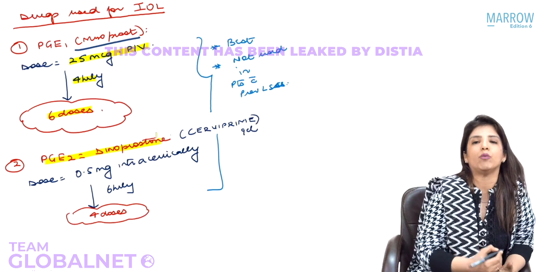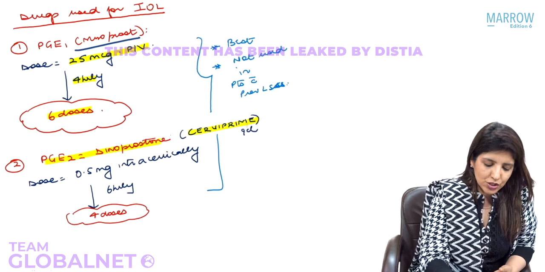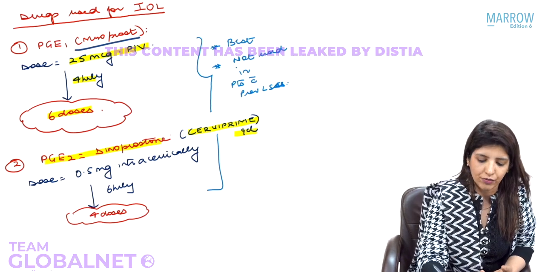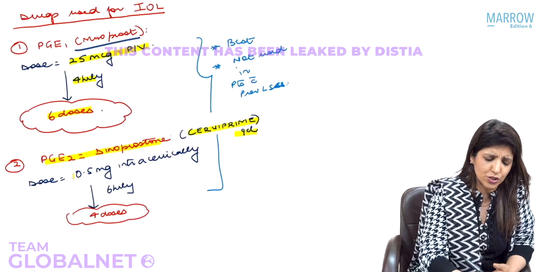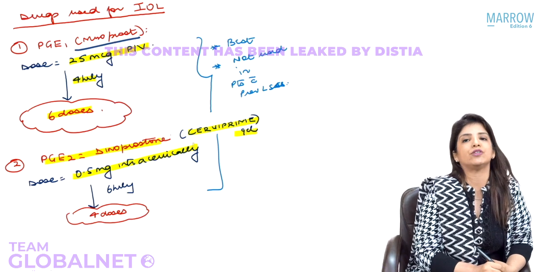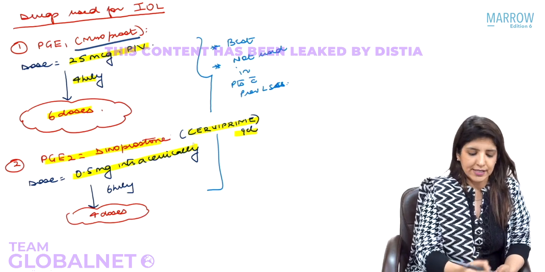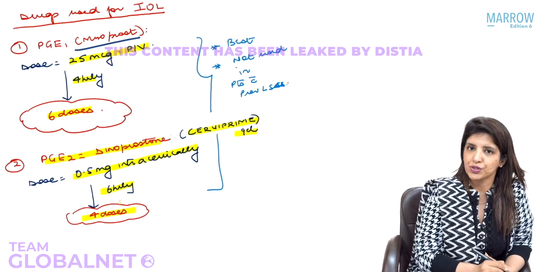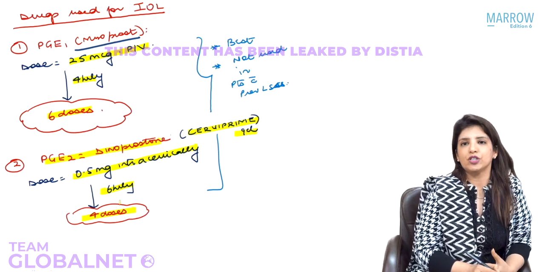Dinoprostone is commonly available in labor rooms in the form of Cerviprime gel. Now this gel has to be given intracervically, and Cerviprime gel comes in a preloaded manner. So this is 0.5 milligrams of the gel which you have to give intracervically. You can repeat Cerviprime gel after 6 hours, and maximum you can give up till 4 doses, right? So you can use either of these 2 methods to induce labor.